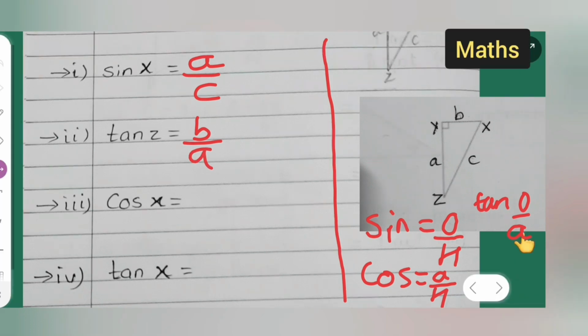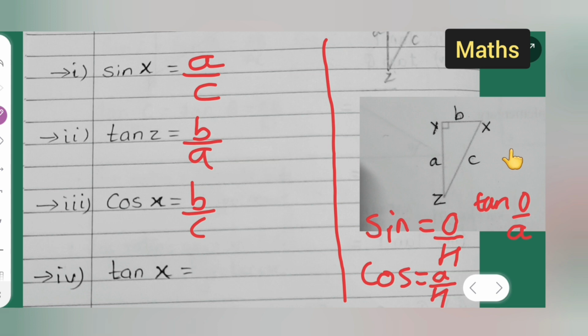So next let us see the cos of x. Cos of x is nothing but adjacent upon hypotenuse. So what is adjacent of x? It is yx, so it will be b upon c. Hypotenuse is c. So you will write down b upon c.